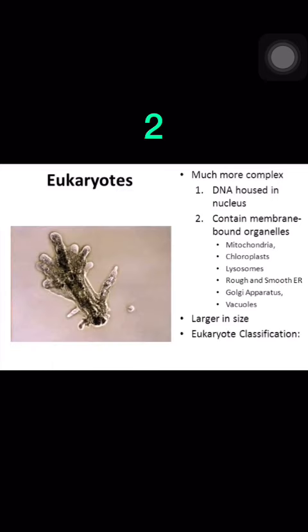So when we look at the classification of eukaryotes, we notice that there are many big kingdoms of life that are considered eukaryotic. The picture shows a member of kingdom Protista. This is an example of an amoeba. They live in pond water, they're single cell, but they are eukaryotes.